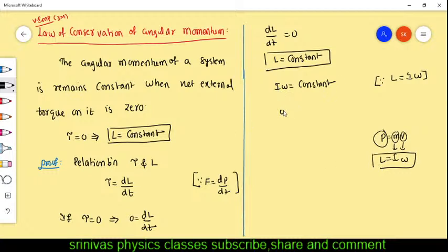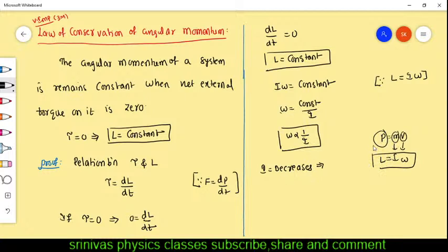This we can write as omega is equal to... what do you write? Tell me. Omega is equal to constant by I. Is it right? From this we write omega is inversely proportional to I. That means if, due to any reason, the moment of inertia decreases, then to conserve the angular momentum, to maintain L as constant, I omega should be constant. I omega constant means omega is equal to constant by I, omega inversely proportional to I.